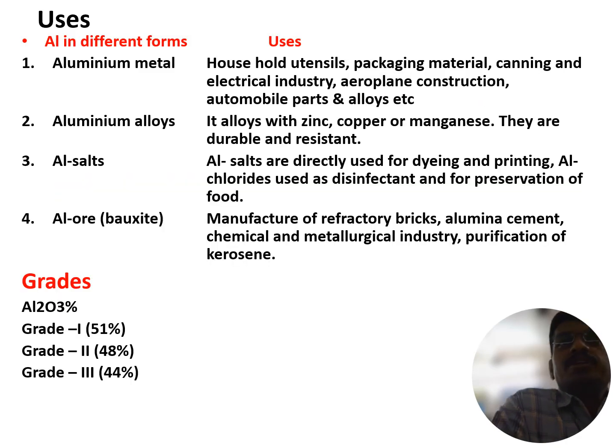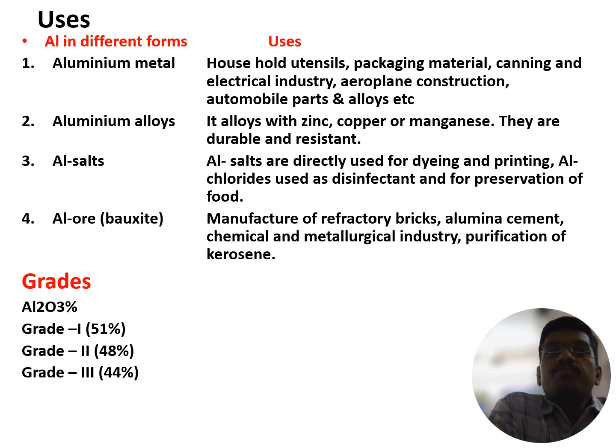The uses of aluminium: as aluminium metal, it is used in household utensils, packaging materials, canning and the electrical industry, aeroplane construction, automobile parts and alloys. As aluminium alloys, it is used in alloys with zinc, copper or manganese; these are durable and resistant. Aluminium salts are directly used for dyeing and printing, and aluminium chloride is used as a disinfectant for the preservation of food. Bauxite itself is used to manufacture refractory bricks, alumina cement, in the chemical and metallurgical industry, and for purification of kerosene.